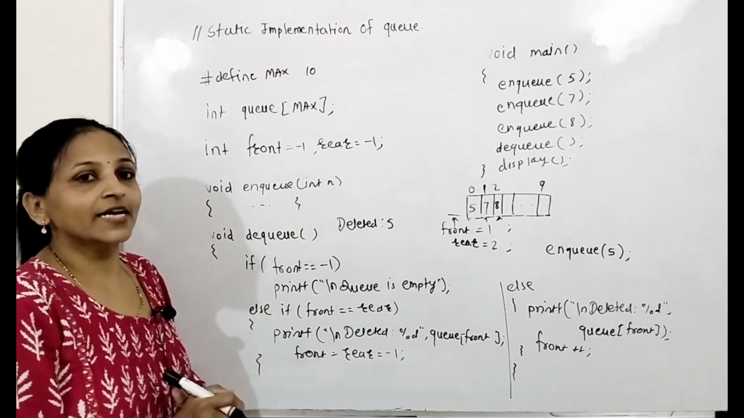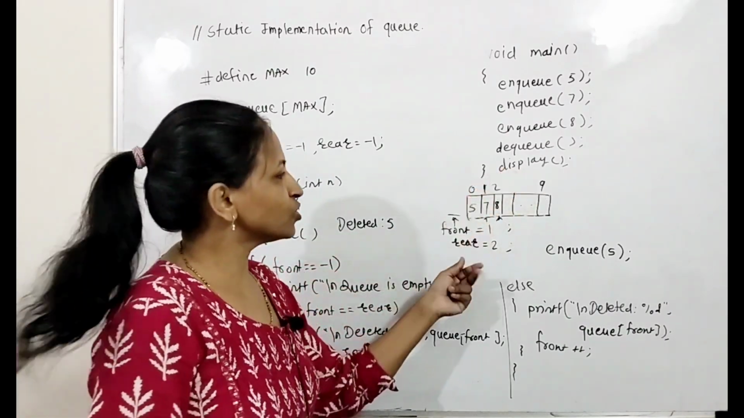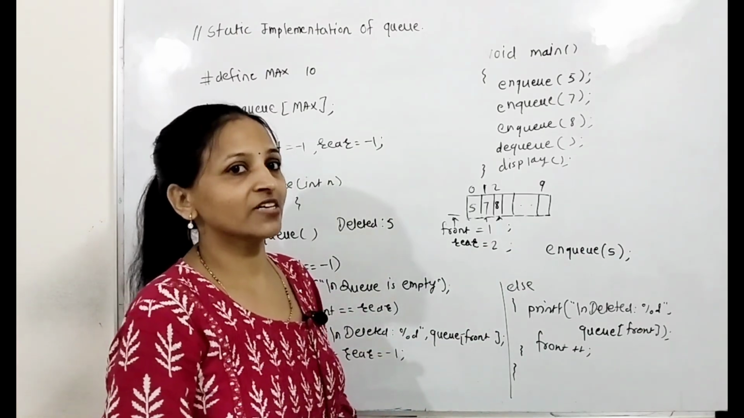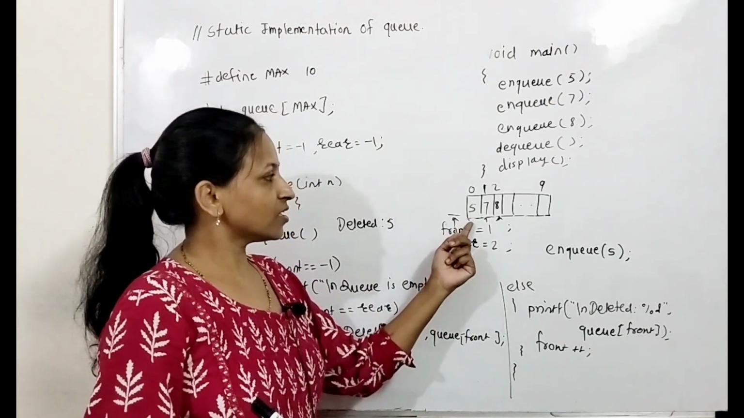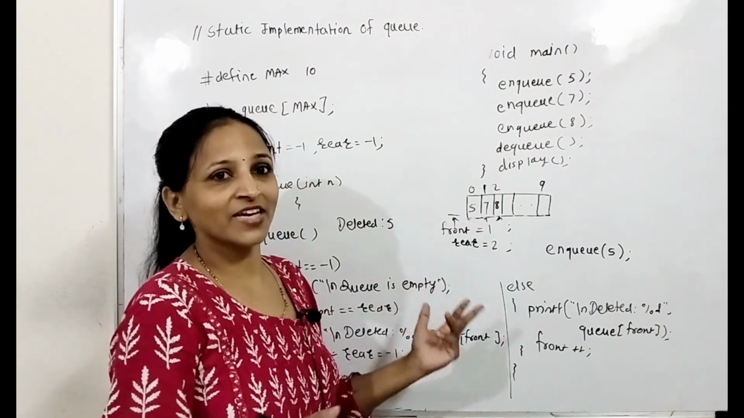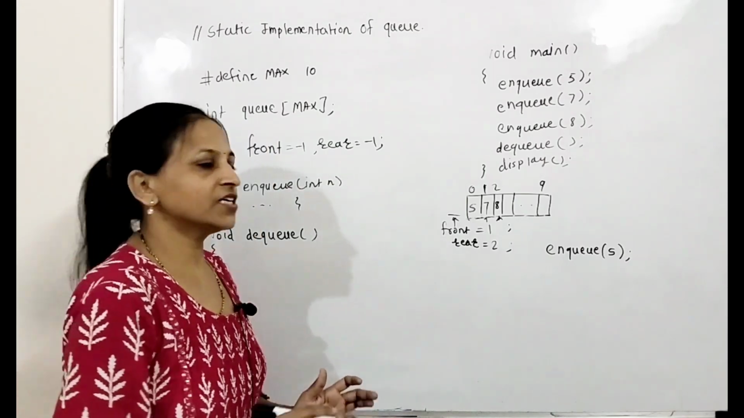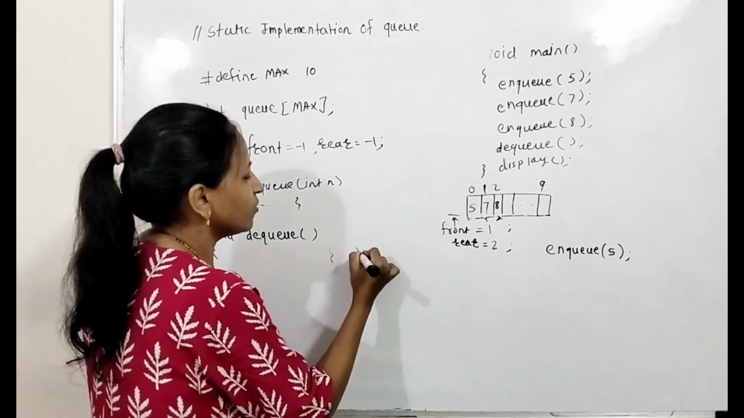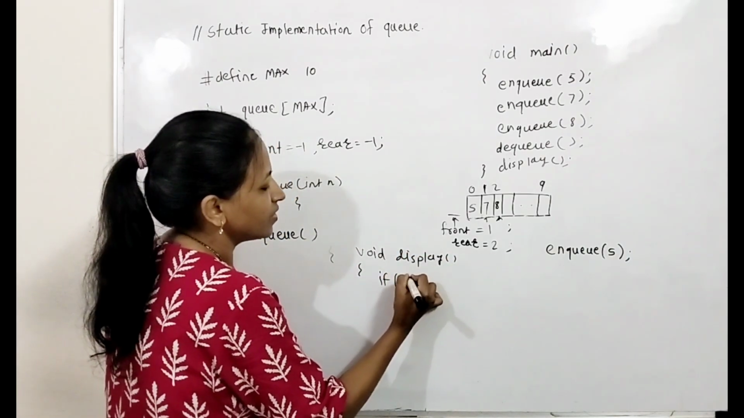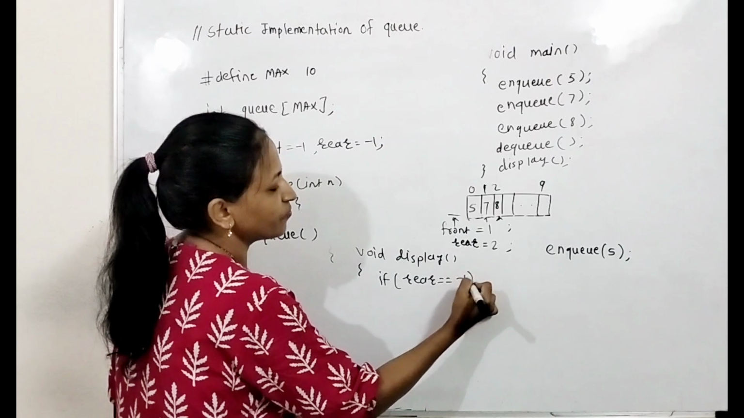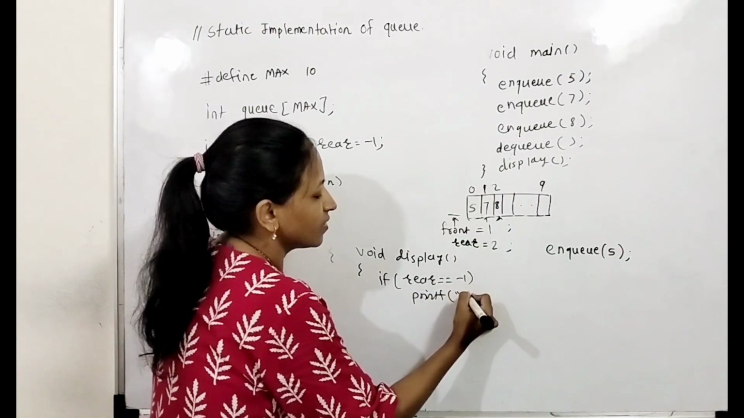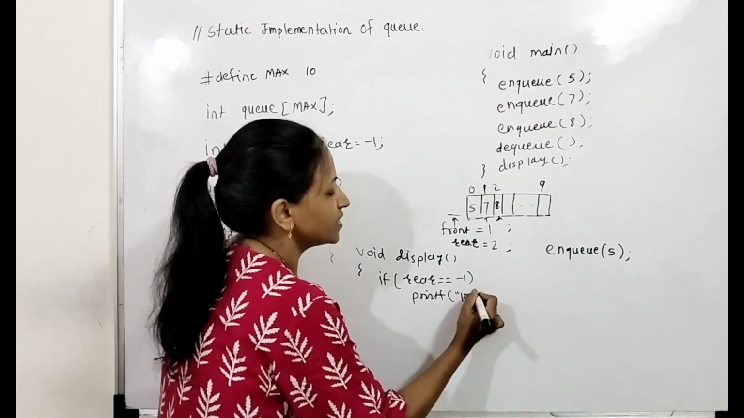Now we have to write the display function. In display we have to display the elements from front to rear, that's it. But before that we have to check whether the queue is empty or not. How can we conclude that the queue is empty? Simple, if front is -1, in that case we can say that the queue is empty. Now see, we will write the display function here. How to write that? Simple, void display, and here first we will check if rear, you can also check front, equal to -1, then just printf queue is empty.